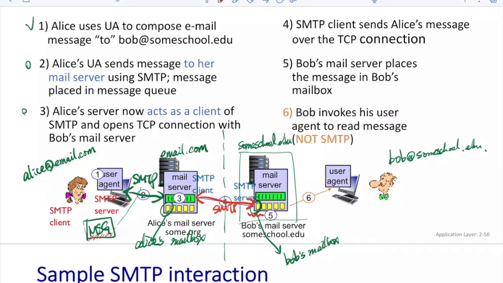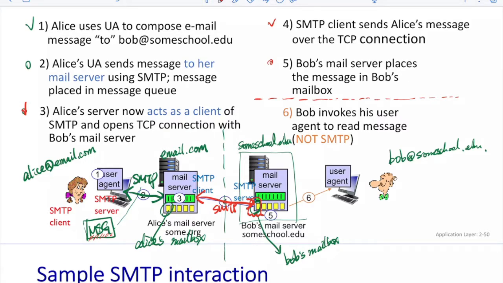So that is step number 3. Alice's server acts as a client, opens a TCP connection, and sends the message through the TCP connection. Number 5, Bob's email server places the message in Bob's mailbox, right here. And that is all about SMTP. The message will be queued in Bob's mailbox, and that's it.